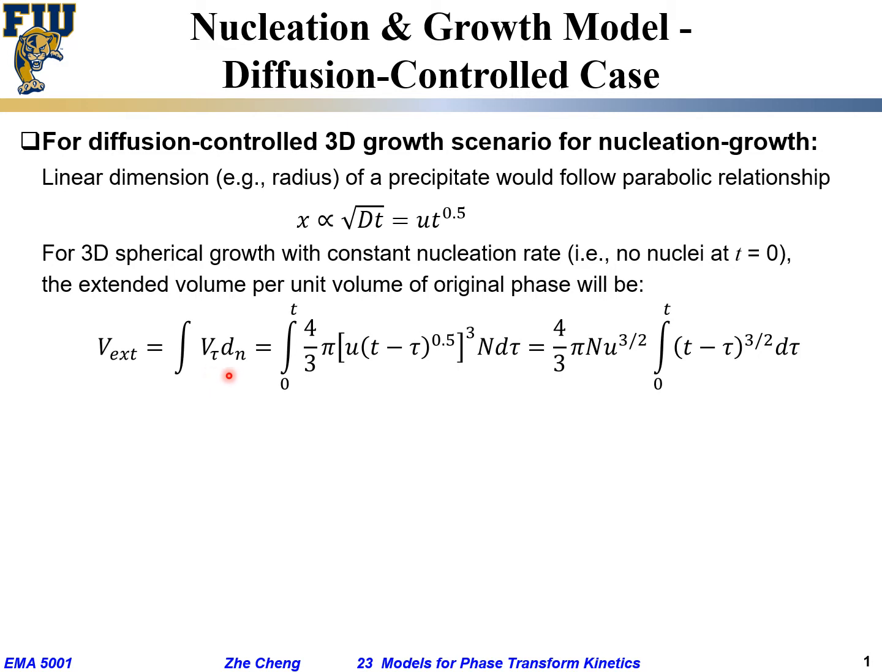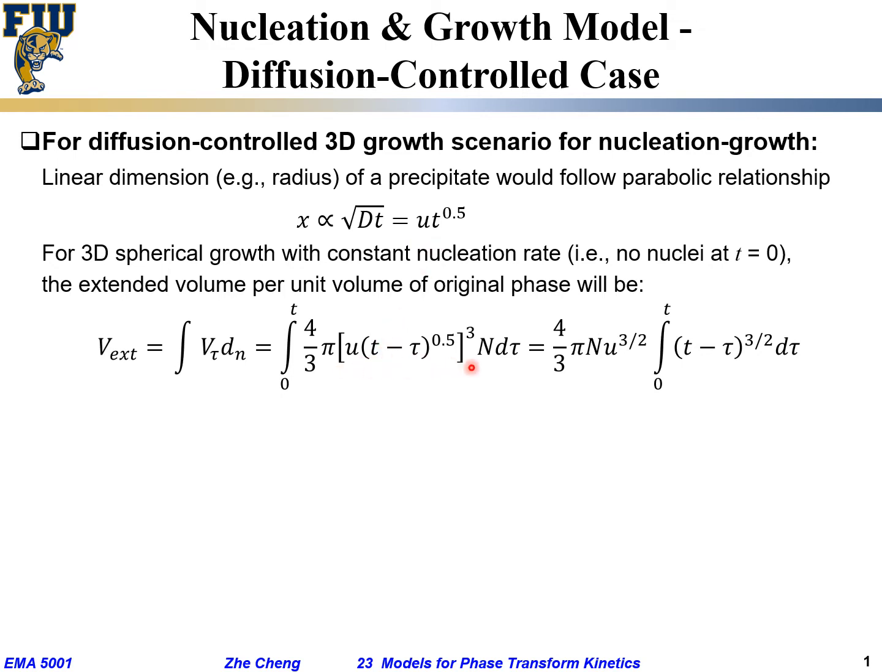Then we write V_tau as 4/3 pi r to the power of 3. And what is the radius? The radius would be the linear growth rate times (t minus tau) to the power of 0.5. Why t minus tau? Because that's the time left for a nucleus that is formed at time tau. How much time does it have to grow? And the growth follows the parabolic relationship, which means x is a constant u times the square root of t.